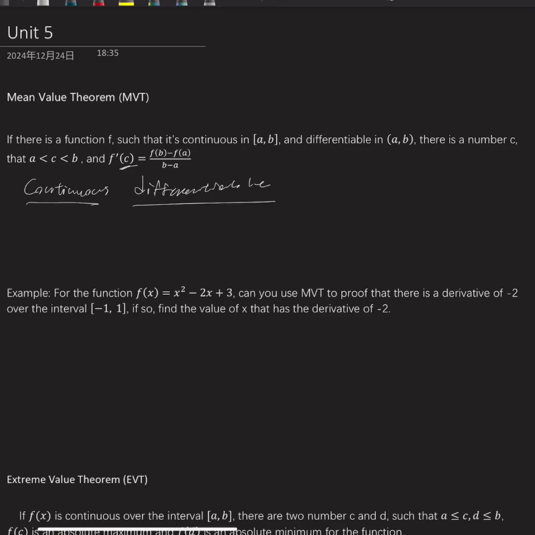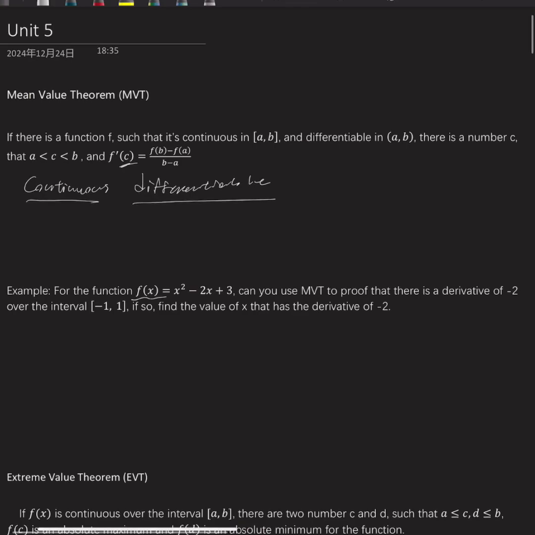So let's look at an example. For the function x squared minus 2x plus 3, can we use MVT to prove that there's a derivative of -2 over the interval -1 to 1? If so, find the value of x that has the derivative of -2. So this f of x here is a quadratic function, meaning that it's differentiable and continuous over its domain. So over this -1 to 1 interval, it must be differentiable and continuous.